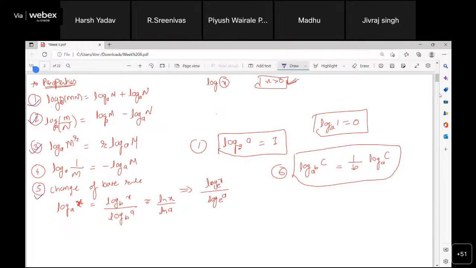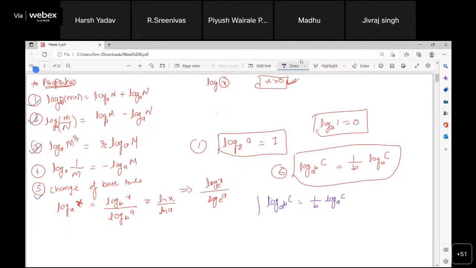No issue. Any issue in these properties of the logarithm function? Any doubt in this part? Anyone? Sir, can you explain the last property? Okay. Say I have log of c in the base a to the power b. I can write it as 1 upon b log of c to the base a. How can I write it like that? Can anyone tell me the derivation for this?